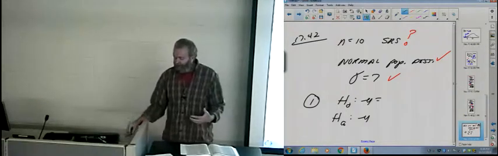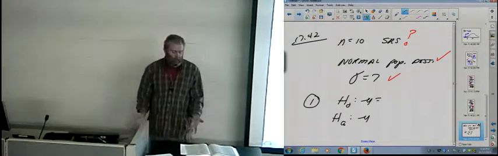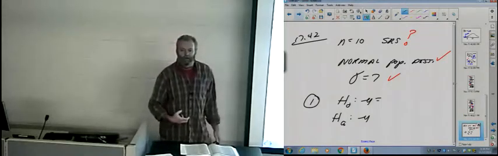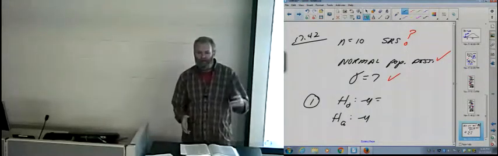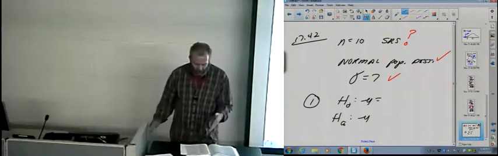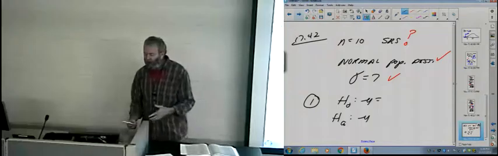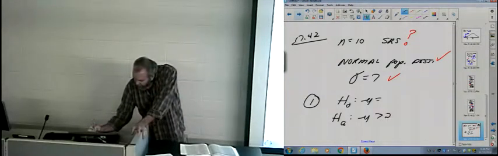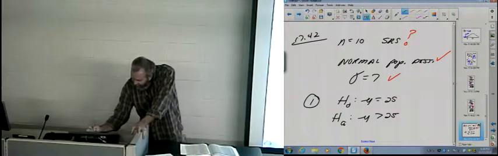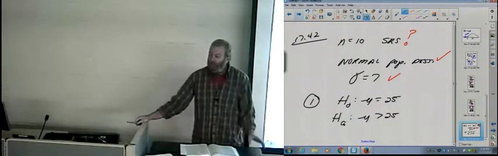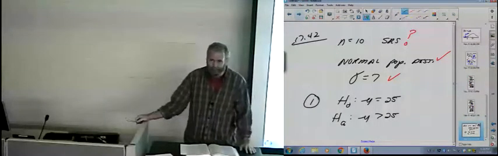Normally, the way these questions work, and if you pay attention to the ones I've already worked for you, the question is about the alternative. It wants to know if mu is greater than something, less than something, or not equal to something. Here it wants to know if mu is greater than 25. Do we have evidence for this? That mu is greater than 25, that means the null has to be equal to 25. Okay? So you have a one-sided test again.